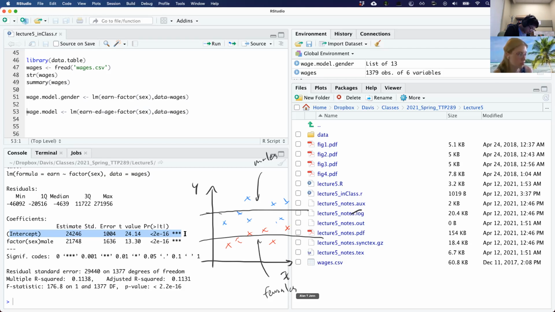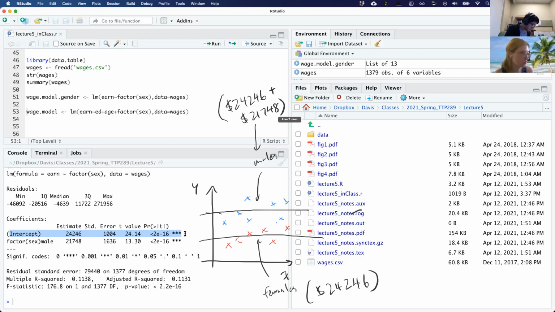So this value is going to be 24,246, which is the female level. And then this value is going to be 24,246 plus 21,748, which is the male level. So everything is going to be relative to your intercept, and your intercept is going to be the base value for whatever ends up getting omitted.